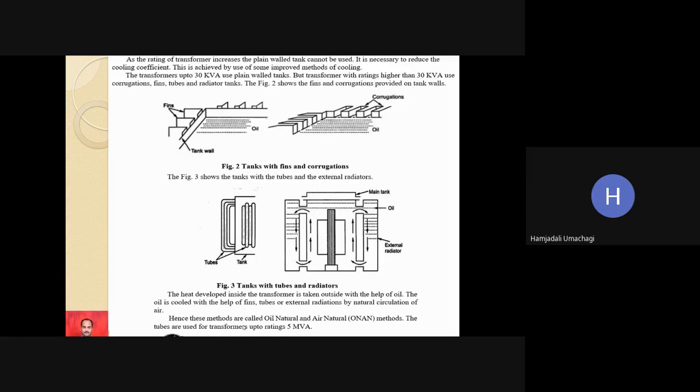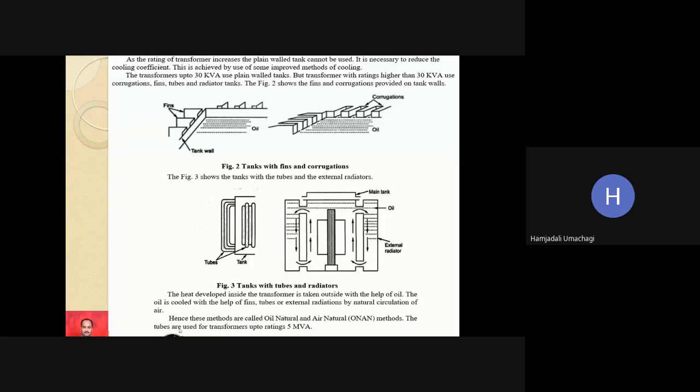Hence these methods are called oil natural and air natural. Here we are using oil as well as air for cooling the transformer, and that too naturally. For that reason, this method is called oil natural and air natural. In short, it is called the ONAN method. ONAN stands for oil natural, air natural.